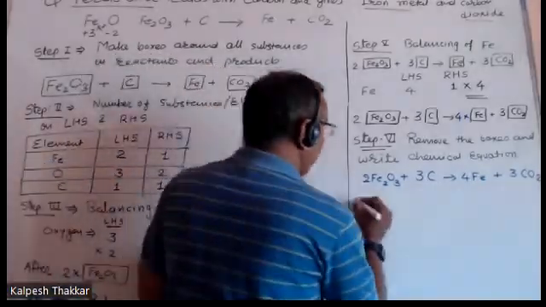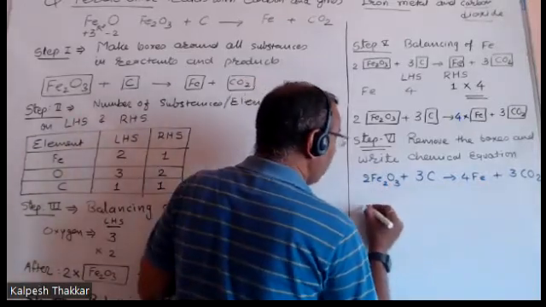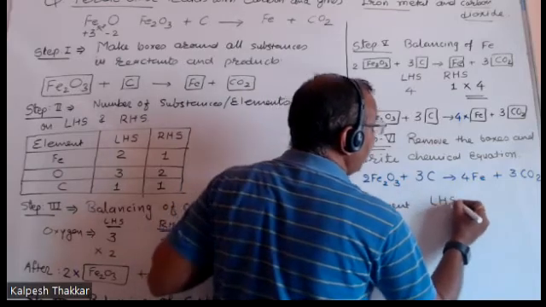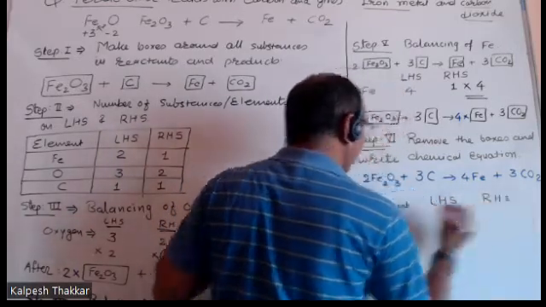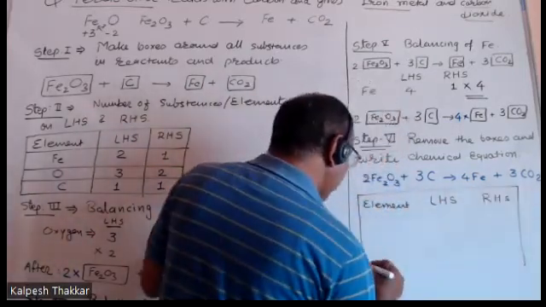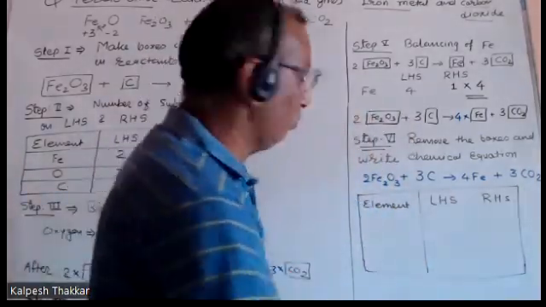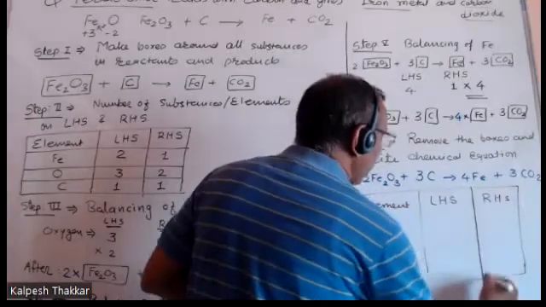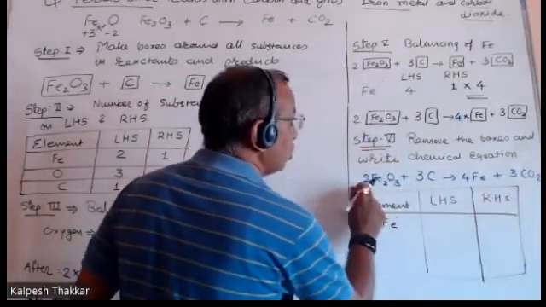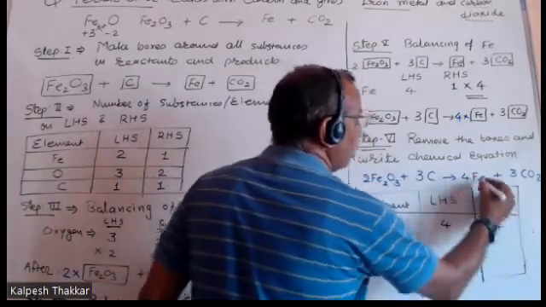Now, friends, in step number 6, we also have to do one more thing, that is write the name of the element, then the LHS and RHS numbers. We have to check that our balancing is proper or not. So for this, friends, we have to write all these elements once again. So first element is Fe. This is 2 to the 4 on LHS. This is RHS. You can see it's 4.